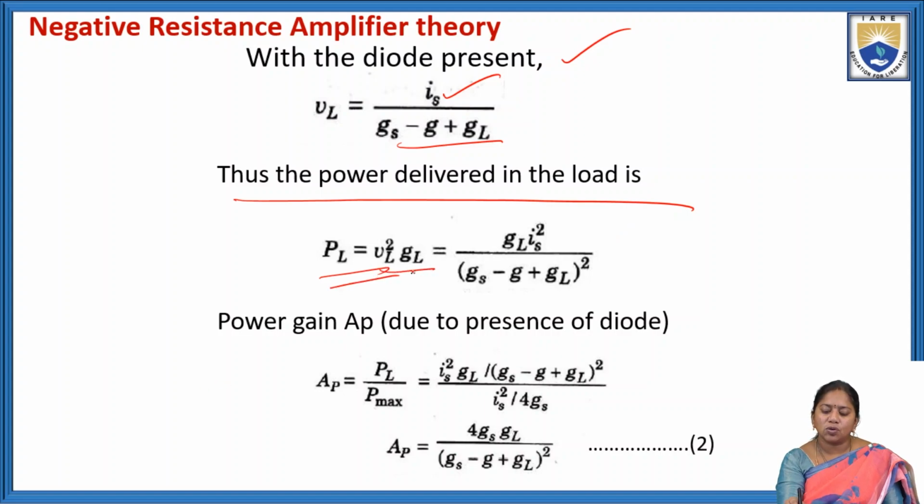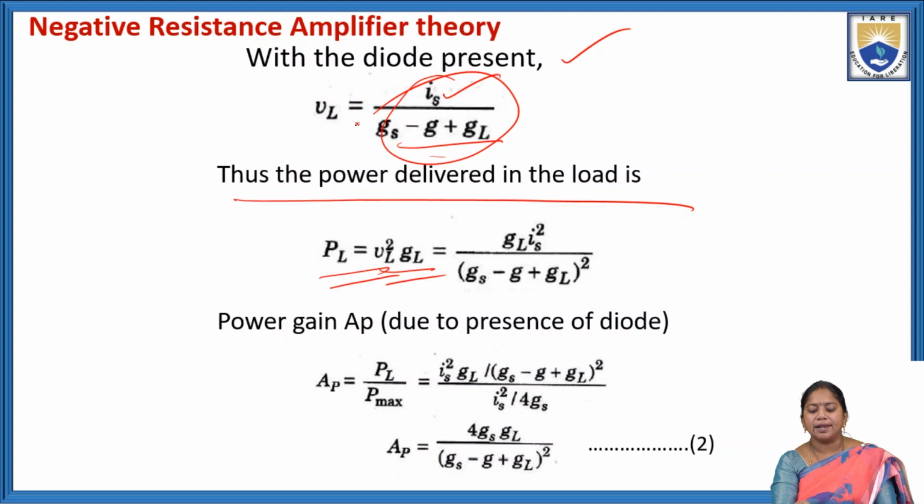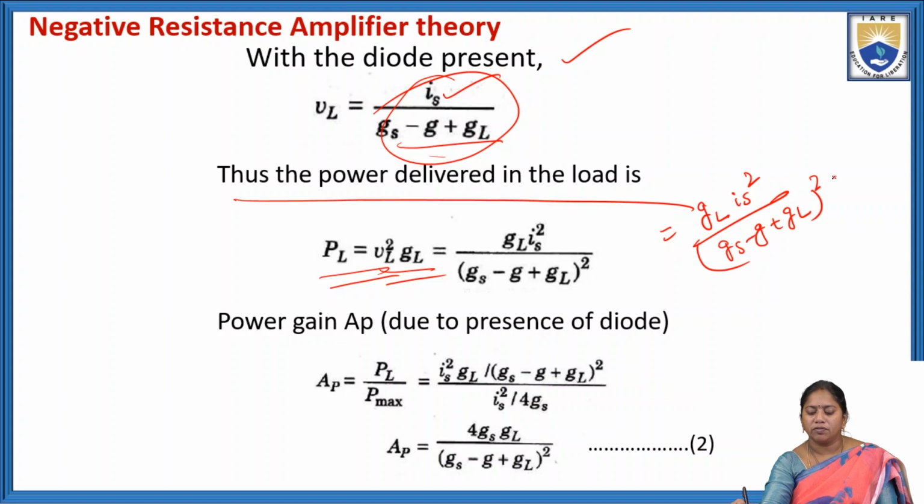PL equals VL square into GL, that is GL into VL square. Substituting VL, PL equals GL IS square divided by GS minus G plus GL whole square, because VL is IS divided by GS minus G plus GL.